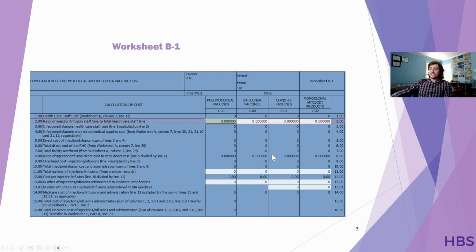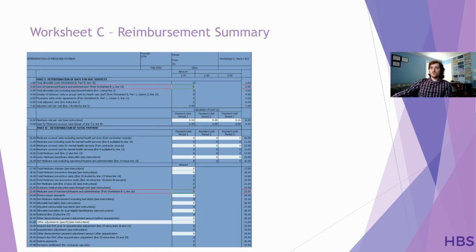The amounts for each of these columns are totaled up on lines 10 and 14, summed together across the columns, and then those values are put into lines 15 and 16, where they are then transferred to Worksheet C. Now, Worksheet C, you might remember from our discussion on Medicare bad debt. We also looked at it briefly in our discussion of cost per visit, because this is where a lot of the cost report is summarized.